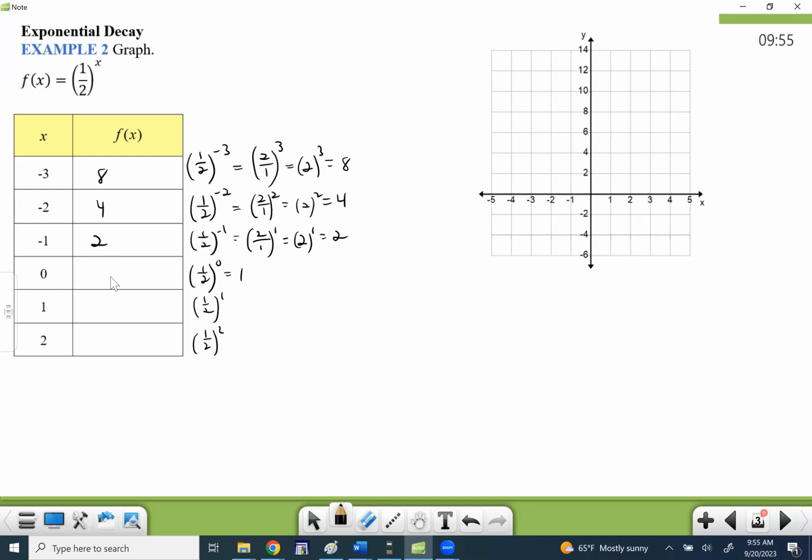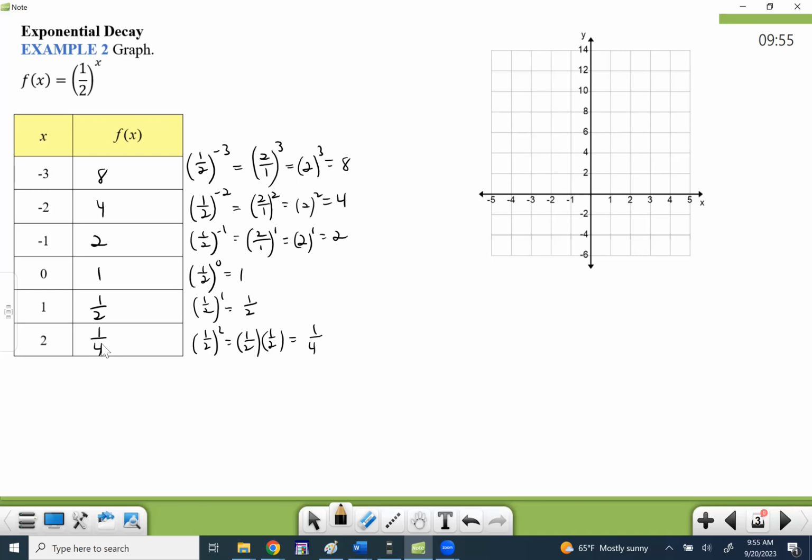Anything to the 0 power is 1. Anything to the first power is itself. And 1/2 multiplied by another 1/2: if we multiply 1 times 1, we get 1. 2 times 2, we get 4. So actually the whole number exponents gave us kind of worse values.